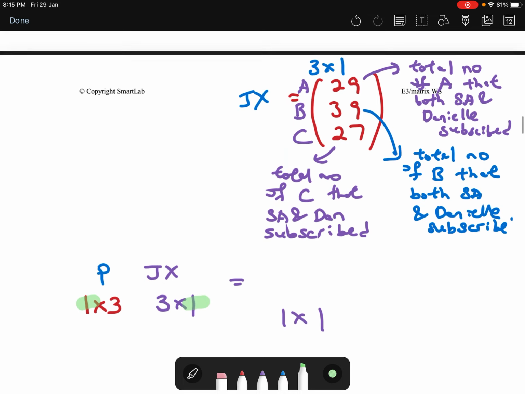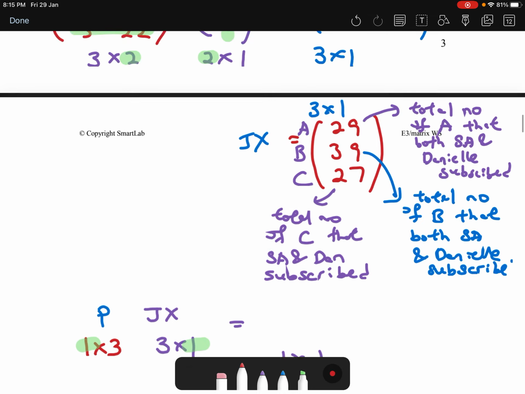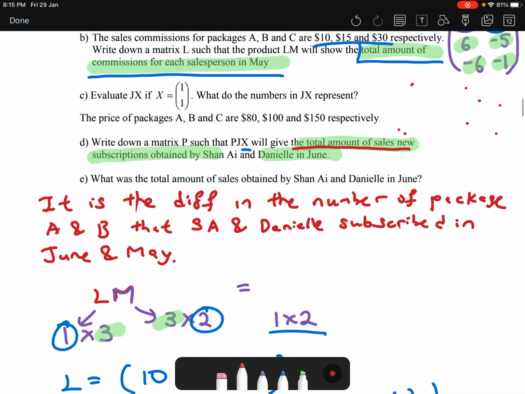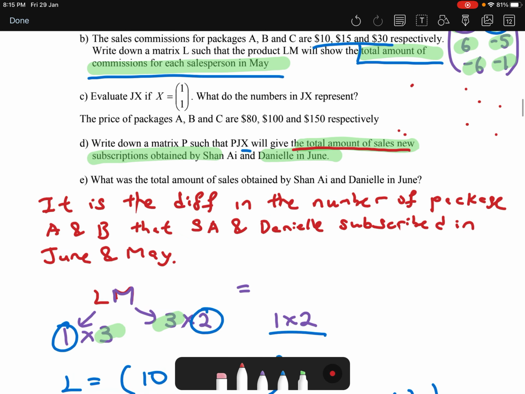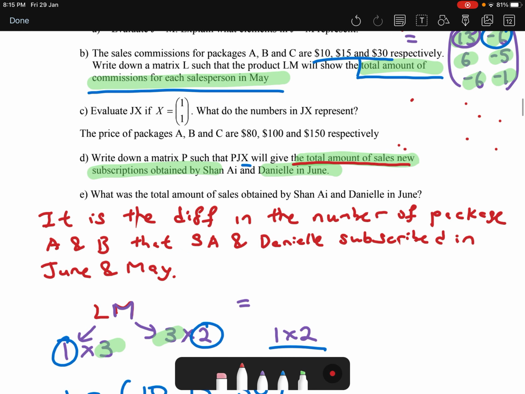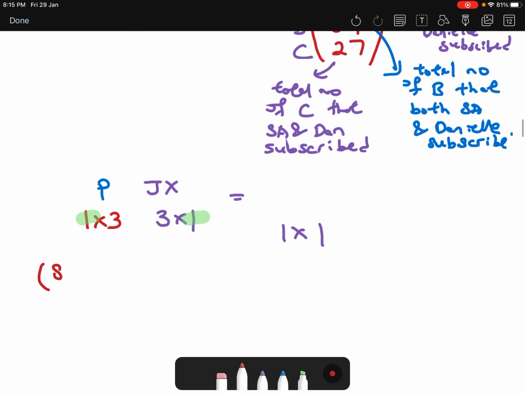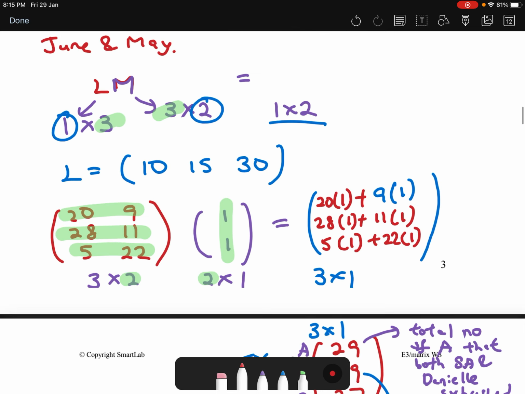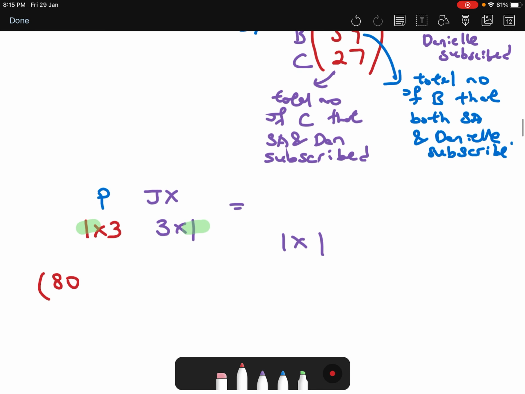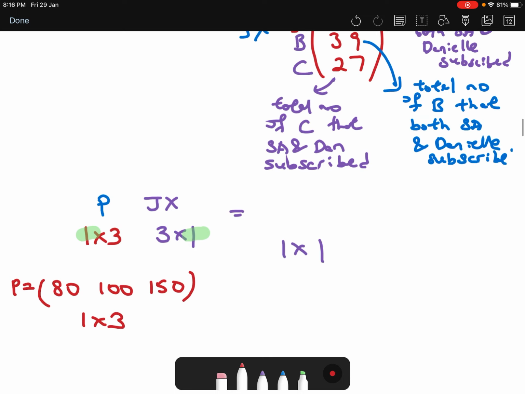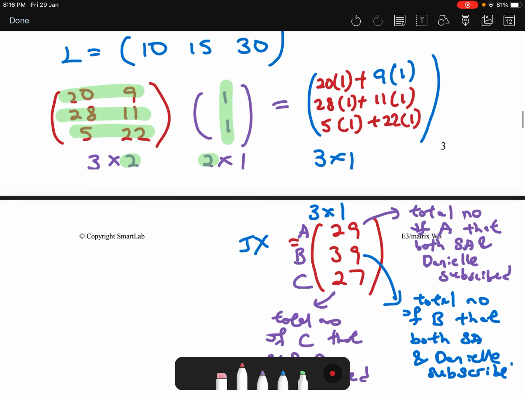So how do I form my P? P is 80, 100, and 150. So this is our P matrix. This is 1 by 3.